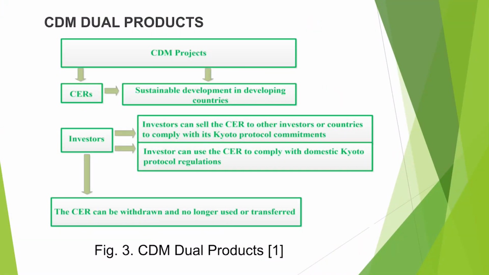You can also understand this concept with the help of this figure. So here, what are CDM dual products? You can see that with the help of the CDM project, given on the top, you can provide the CERs, which are responsible for sustainable development in developing countries. On the left hand side at the bottom, you can see the investors. The CERs can be withdrawn and no longer used or transferred, but investors can sell the CERs to other investors or countries to comply with the Kyoto Protocol commitments. The investor can also use the CERs to comply with domestic Kyoto Protocol regulations.